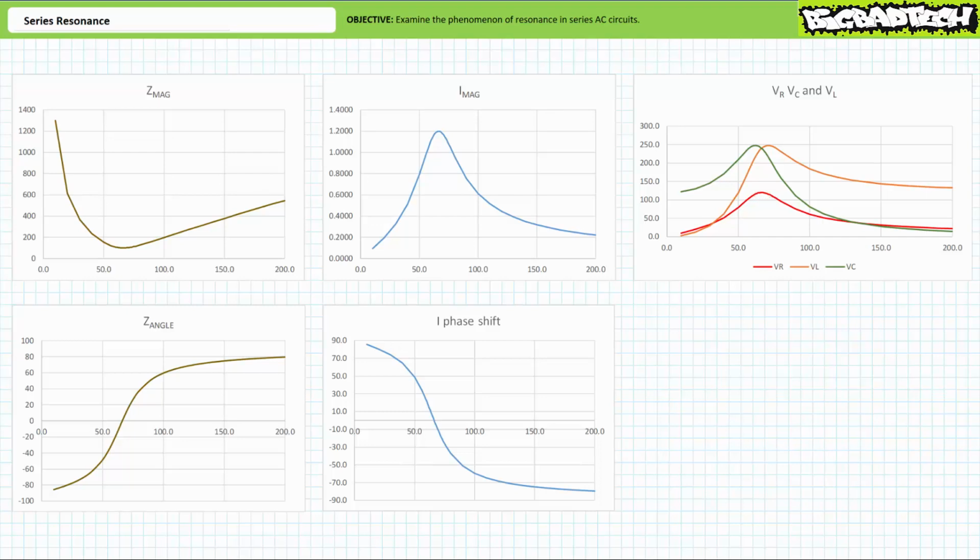Let's now consider voltage across the capacitor in green as a function of frequency. At low frequencies, the capacitor dominates the total impedance and drops the majority of supply voltage. As current increases, voltage across the capacitor increases and peaks near, not necessarily at, the resonant condition. At increasing frequencies, the capacitor drops less and less voltage.